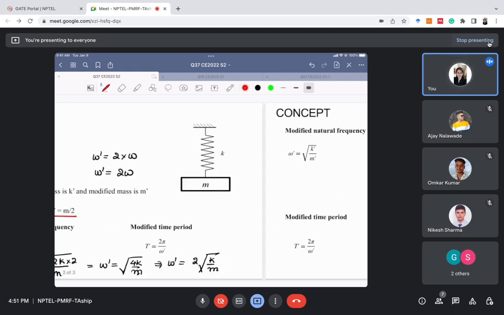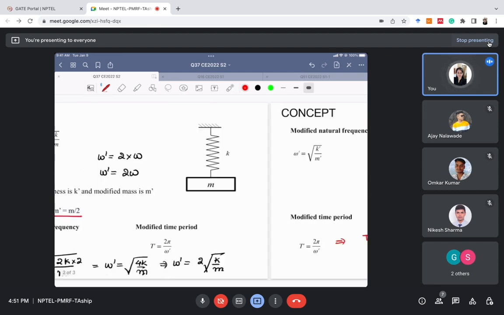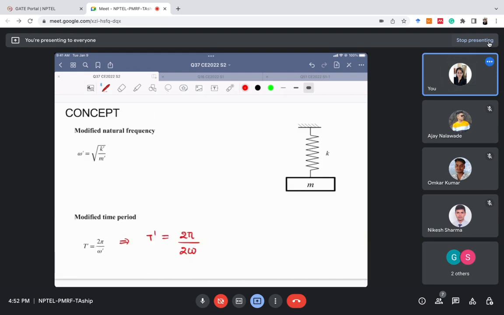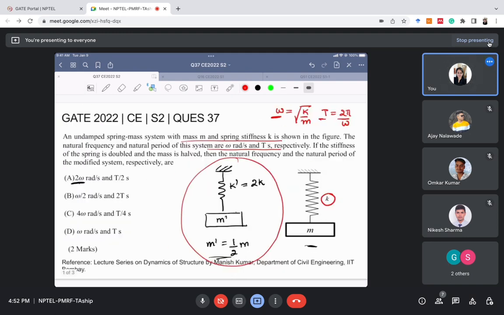I hope you're okay with this. Now what is the value of t dash? t dash will be equal to 2 pi by omega dash, and omega dash is twice of omega. We can also write that t dash is equal to 1 by 2 of 2 pi by omega. So t dash will be equal to t by 2. I hope it is clear to you. So t dash is coming out to be t by 2 and omega dash is coming out to be twice of omega. So what is the correct answer? Option A. Any confusion in this? I hope there should not be any confusion. So option A is correct.